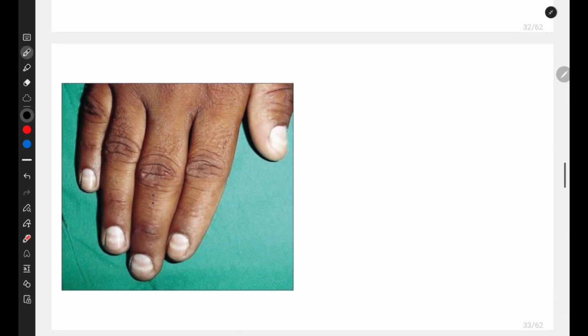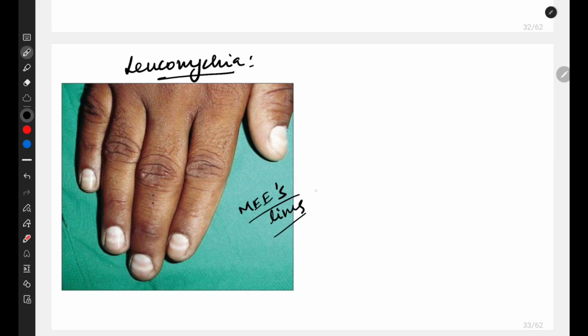Then this one is called leukonychia. It is a typical white line present on the nail, which is called Mees lines. It is seen in thallium poisoning or arsenic poisoning.